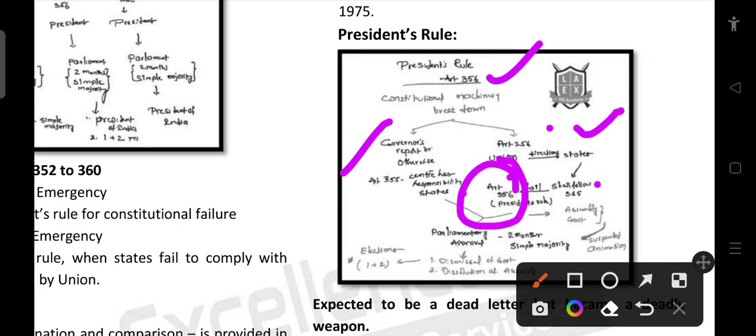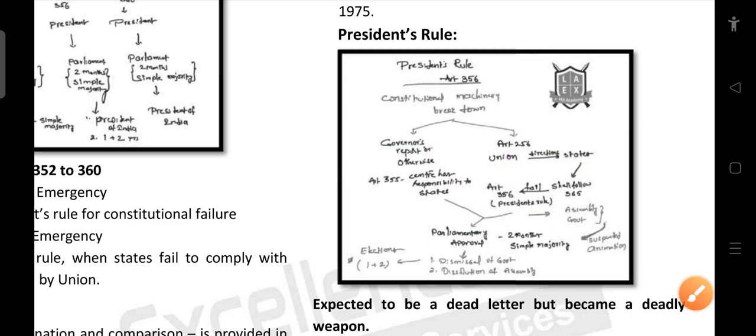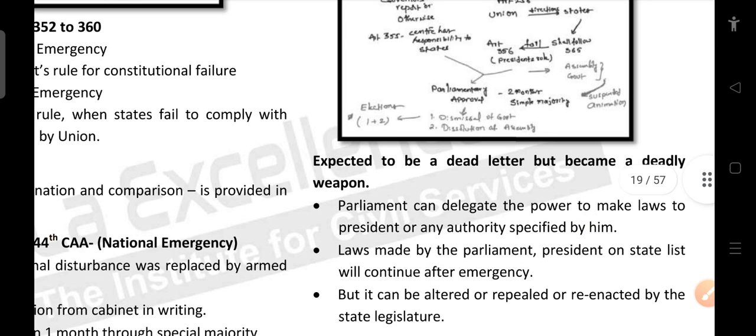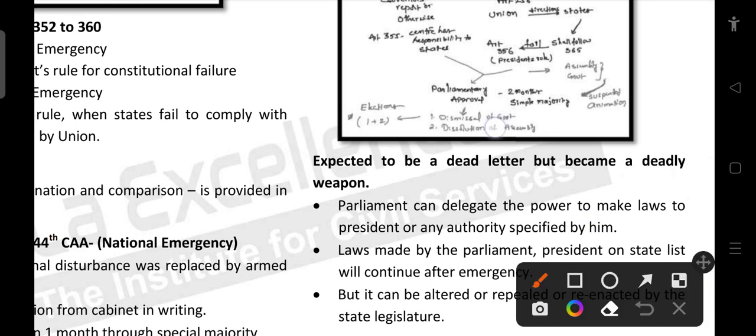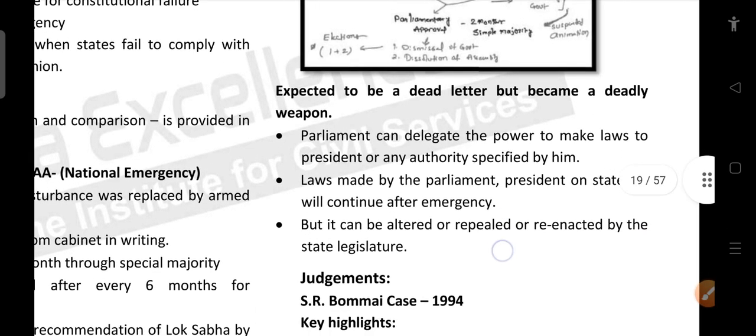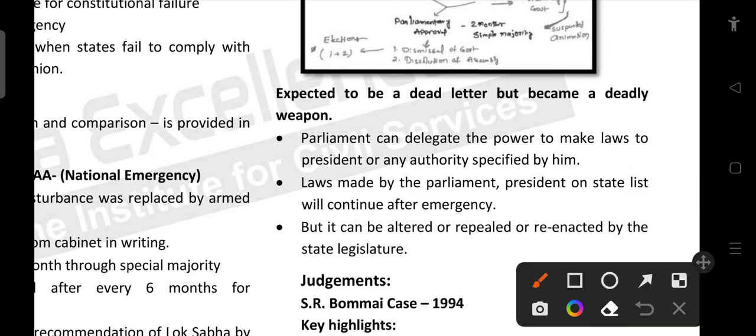So this is a case of constitutional failure. This is in case the state does not follow the Centre's guideline, advice or direction. So this is how President's rule will happen, during which the government is dismissed and dissolution of the assembly will happen once Parliament approves it. Now it was expected to be a dead letter. So it was expected to be a dead letter, but it became a deadly weapon in a later period. Many times it was misused, right?